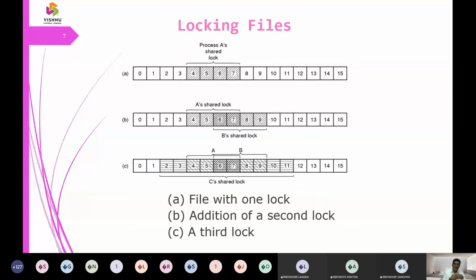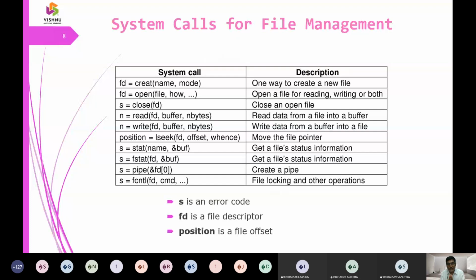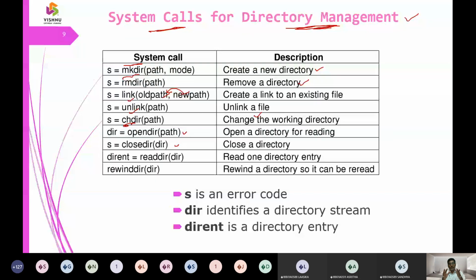So locking primitives, again we are going to have some sharing, so it can be within the process or between multiple processes. And there are some system calls which work with file management, that is creating a file, opening a file, closing a file, reading a file, and writing a file. Similarly, there are commands which take care of the directory structure, that is to create a directory, to remove a directory, to link to a directory, and to change the path of a directory.